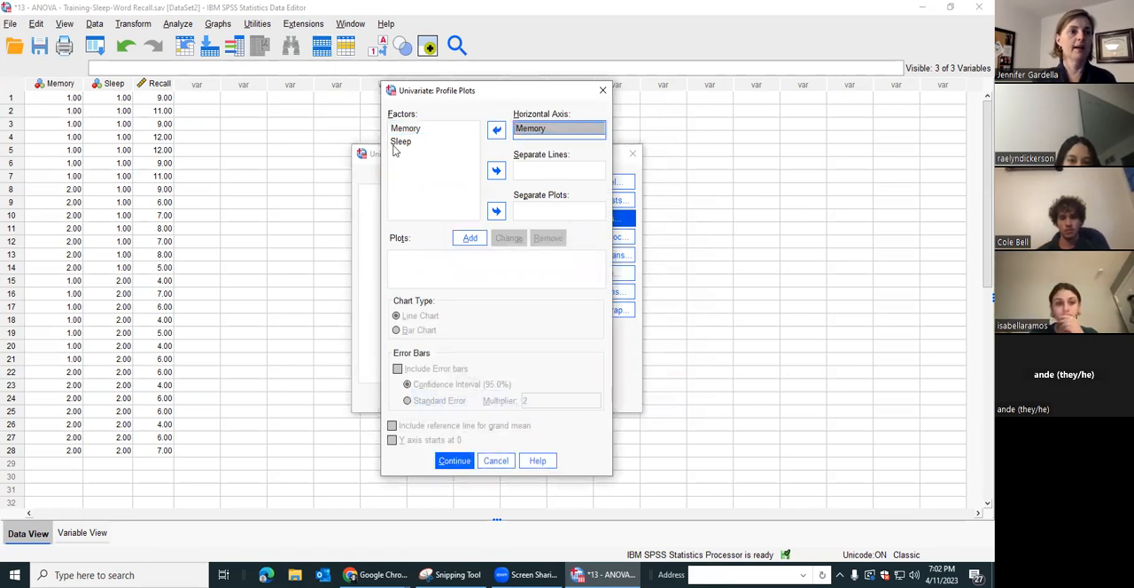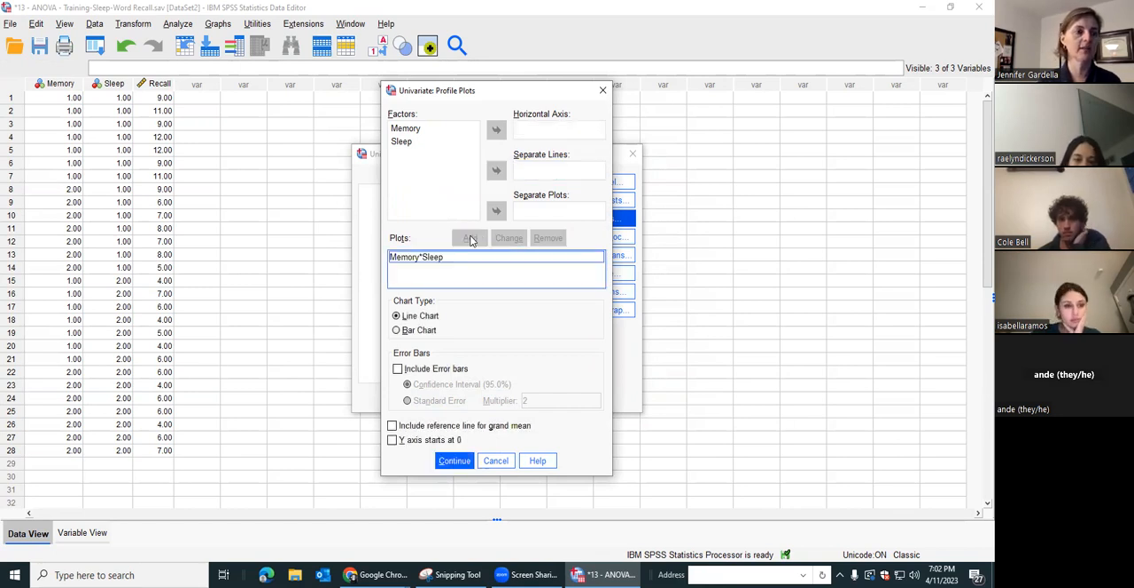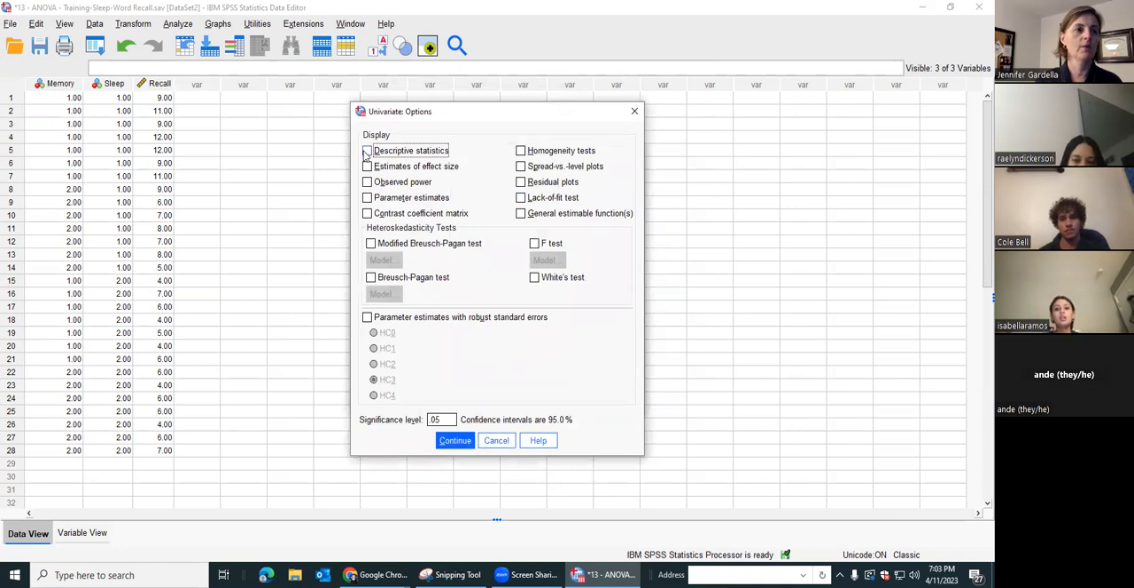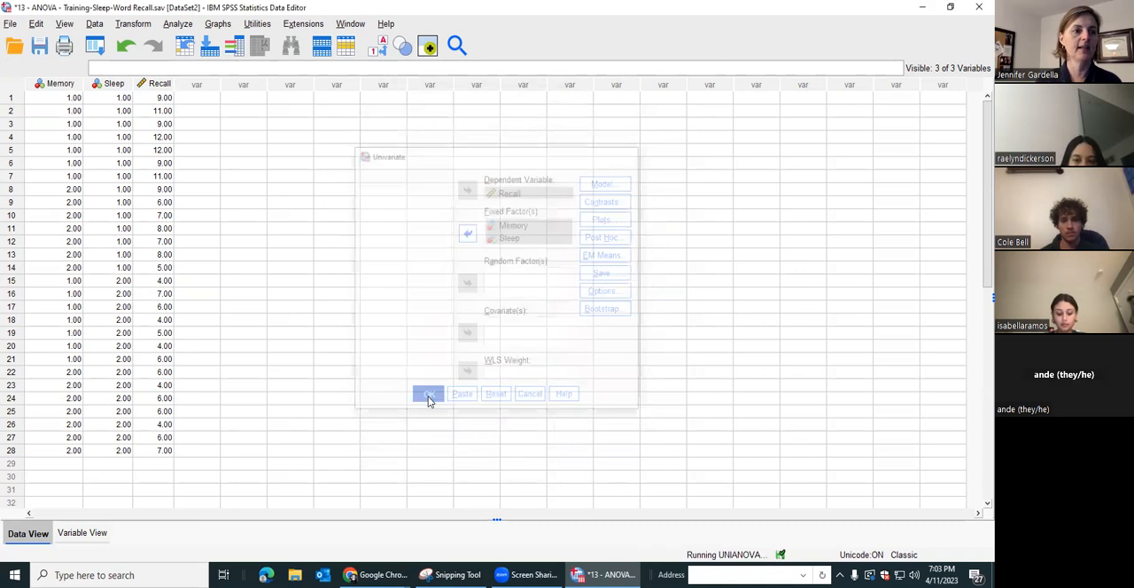Plots. We want our plots. So you add 1 to the horizontal axis, you add 1 to the separate lines axis, whatever you want them on. You can reverse these at some point if you want as well. And it will give you a line showing if they're parallel or if they cross. Line graph, we don't want error bars. We're not doing post hoc. Options. We want descriptive statistics, estimates of effect size, and homogeneity tests. And we want to click continue and hit OK.